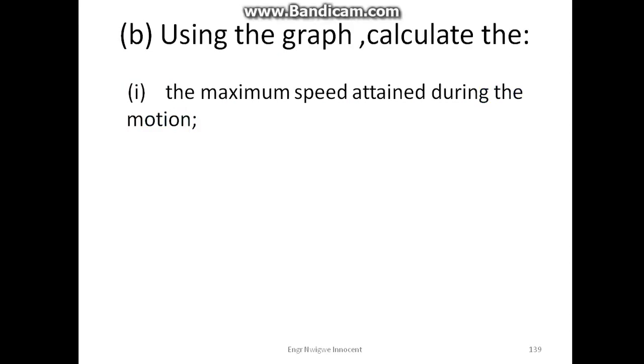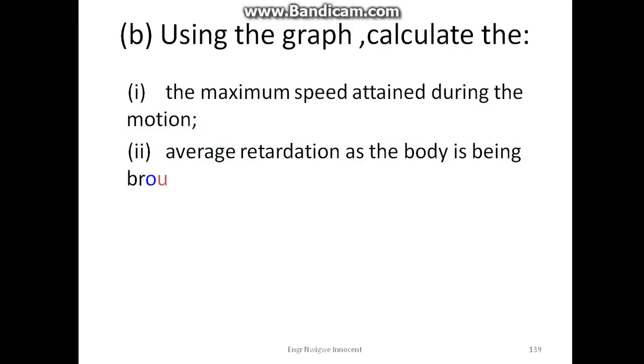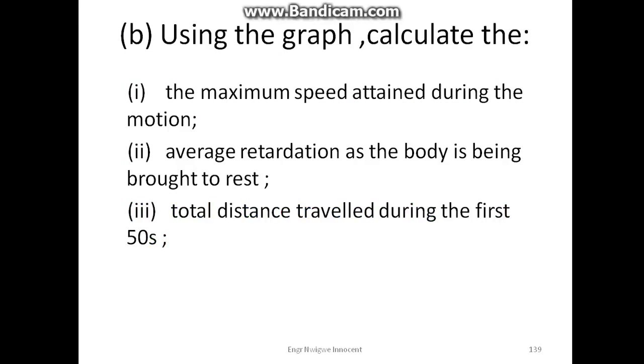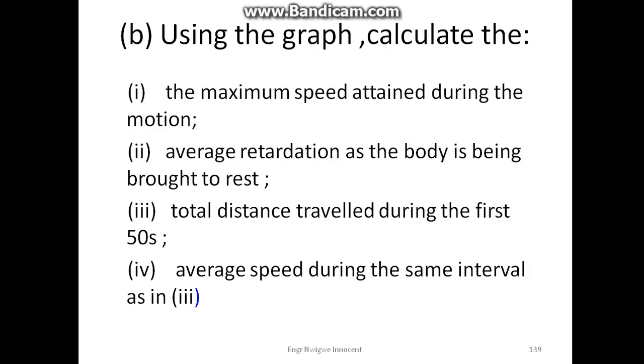B. Using the graph, calculate I, the maximum speed attained during the motion, II, average retardation as the body is being brought to rest, III, the total distance traveled during the first 50 seconds, IV, average speed during the same interval as in III. Solution.